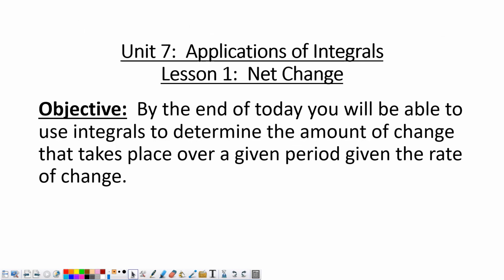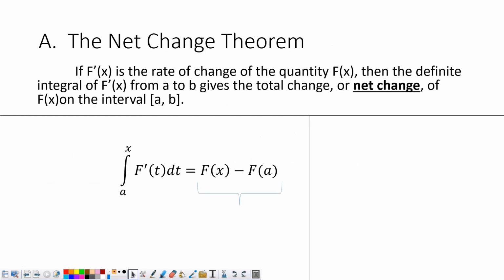Let's go ahead and take a look at our objective. By the end of the day, you'll be able to use integrals to determine the amount of change that takes place over a given period, given the rate of change. Okay? So, fancy language, but just saying basically, if you know the speed, you can find the total distance, right? Find the amount of change that takes place over a given period if you know the rate of change, the speed. All right, so let's take a look at the net change theorem.